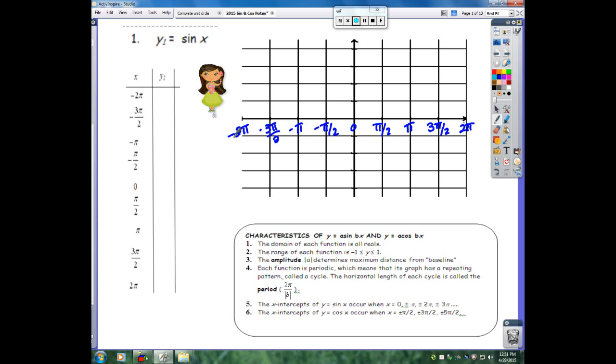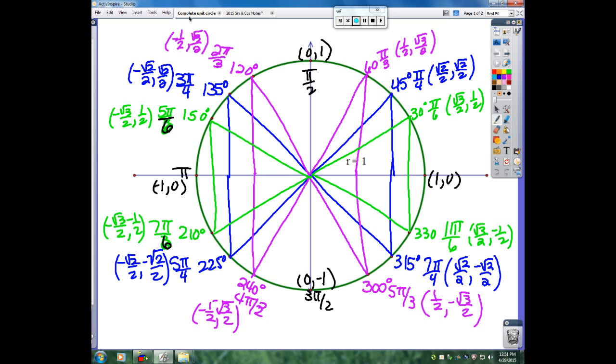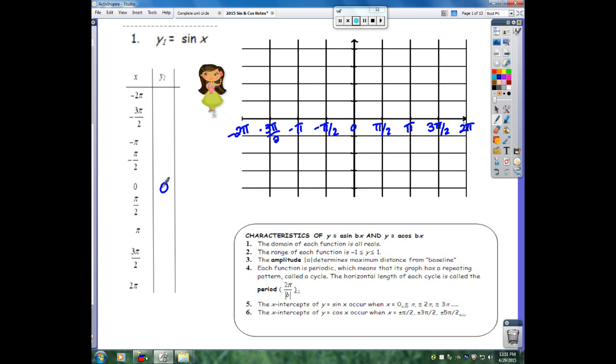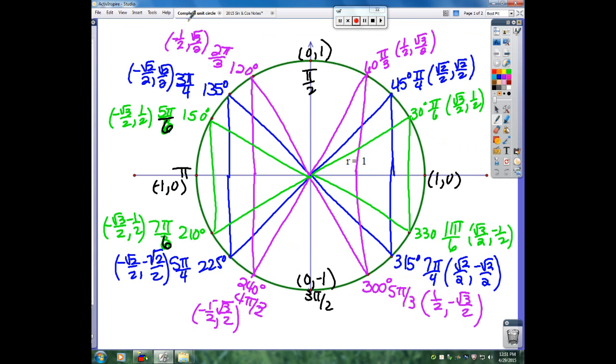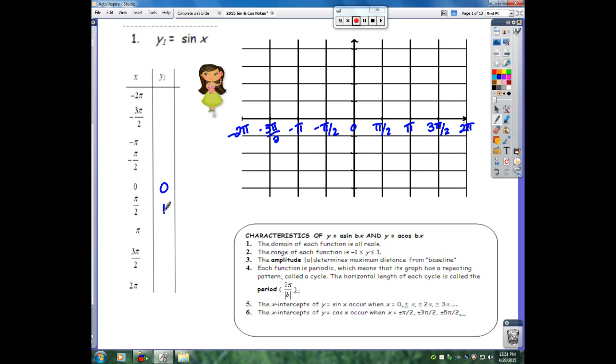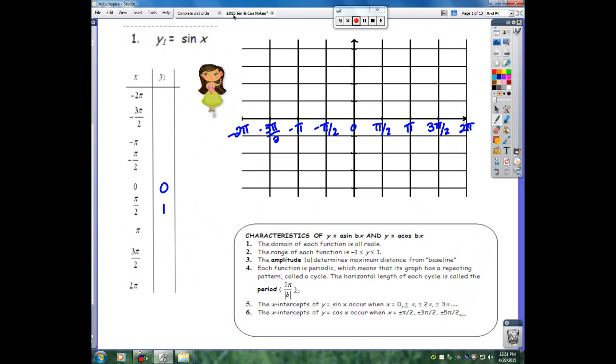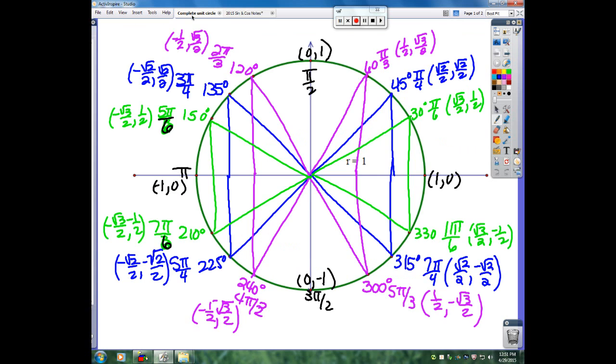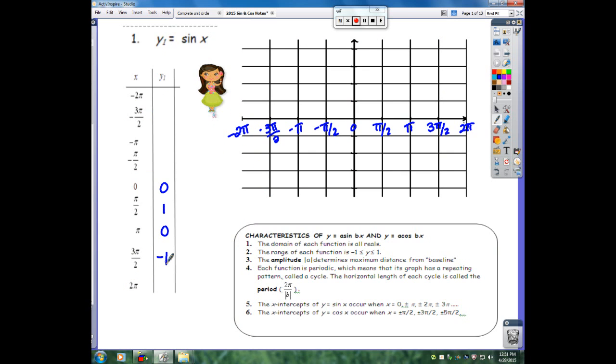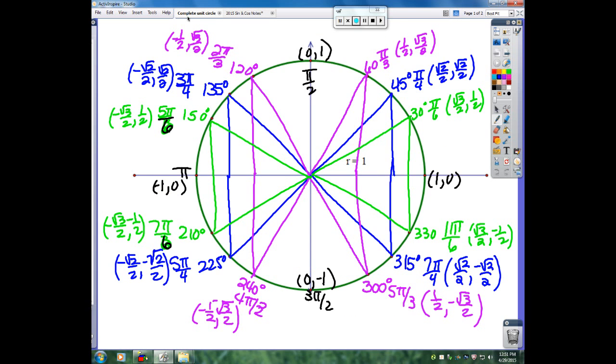Alright, let's start at 0. So we want to know, what is the sine of 0? Well, let's go to our unit circle. The sine is our y value, so the sine of 0 is 0. Pi over 2, what's the sine of pi over 2? The sine of pi over 2 is 1. The sine of pi is 0. The sine of 3 pi over 2 is negative 1. And the sine of 2 pi is back around, so we're at 0 again.